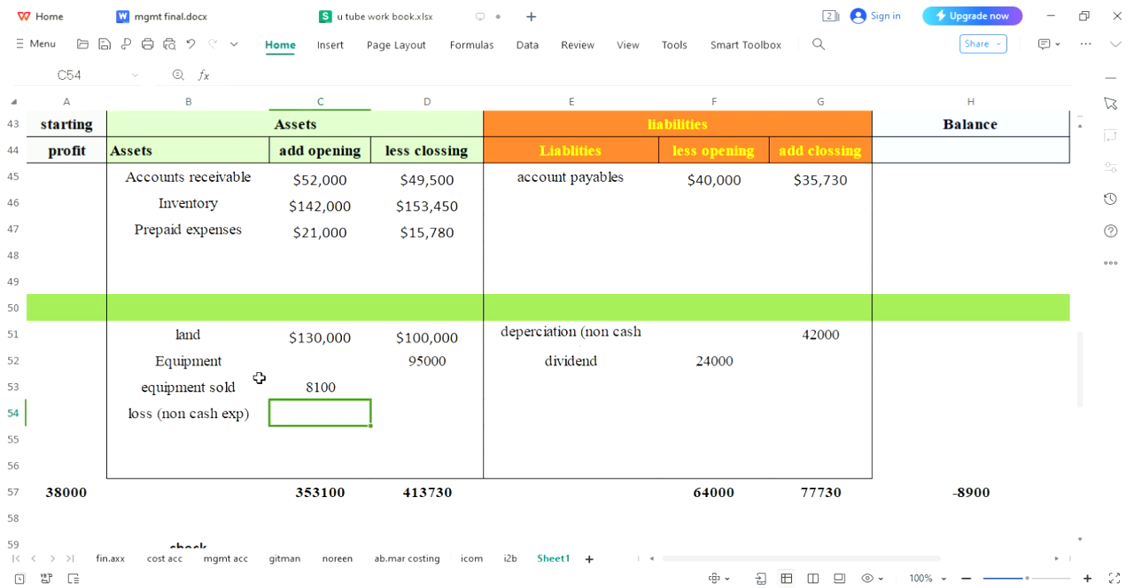And since it is a loss associated with equipment, and equipment is your asset, we will choose the asset side and add the loss. Look, you have sold your asset for 8100, while the value of that asset was 10,000. It means the difference would be your loss. So why have we added it? Because it's a non-cash expense. Depreciation was added because it is a non-cash expense.